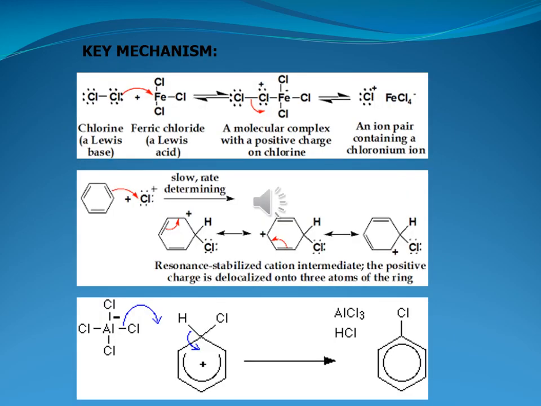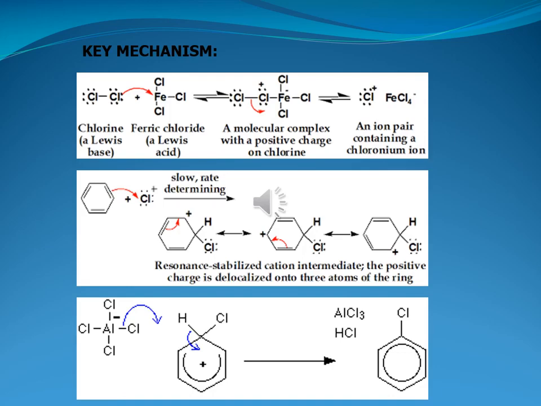The key mechanism of chlorination consists of the following three steps. In the first step, the formation of the electrophile takes place. In the second step, the pi electrons of the benzene molecule attack the electrophile and produce the sigma complex. In the third step, deprotonation from the benzene molecule gives the final product. Let's see each step in detail.